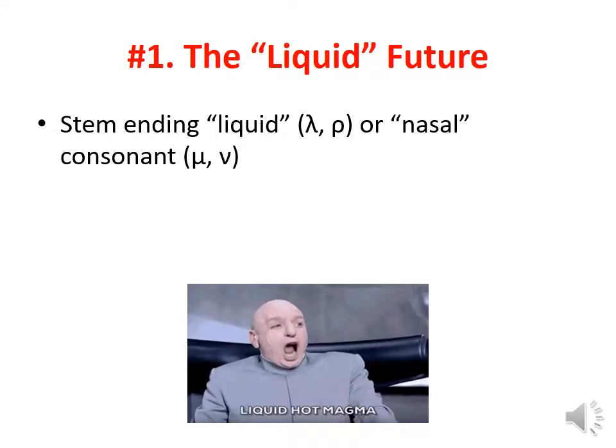A verb has a liquid future when it has a stem ending either in a liquid consonant or a nasal consonant. Linguists categorize letters by their point of articulation and their manner of articulation. A liquid consonant is one that's articulated when the air flows around the tongue, so lambda or rho in that manner. A nasal consonant is pronounced by the air vibrating through the nose, so hence mu and nu. So any verb with the stem ending in any of these four consonants will have a liquid future.